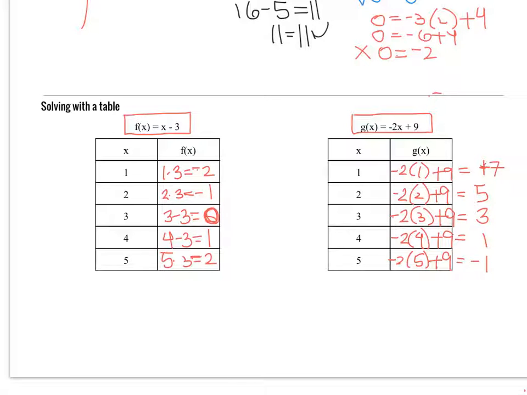Do you notice the pattern here on the right? Because you guys know all about slope now, right? And so you can see that it's decreasing by 2 each time. And that's because the slope is negative 2. Okay, now let's look at the tables.